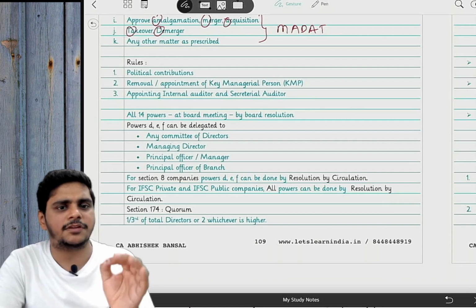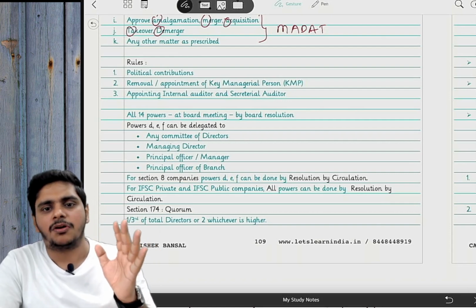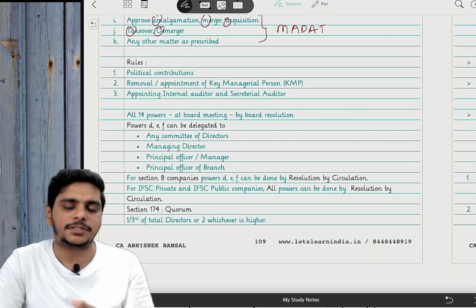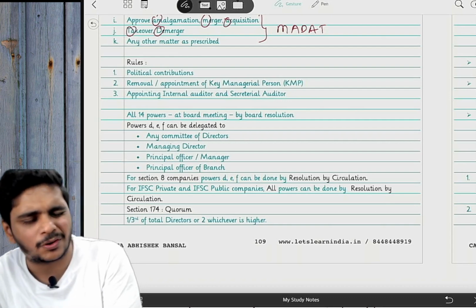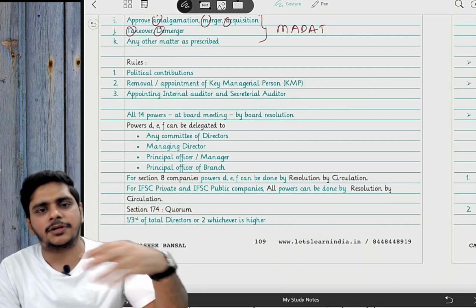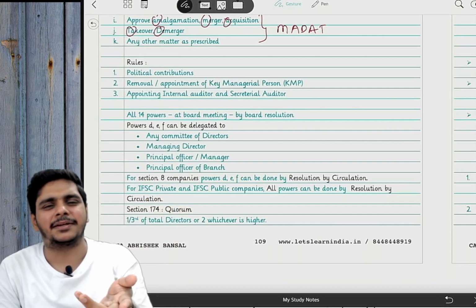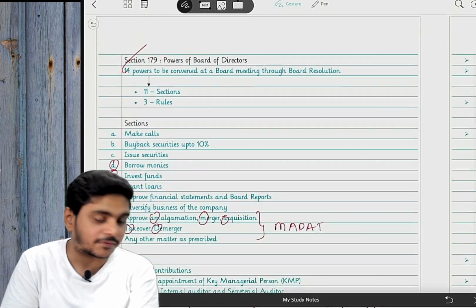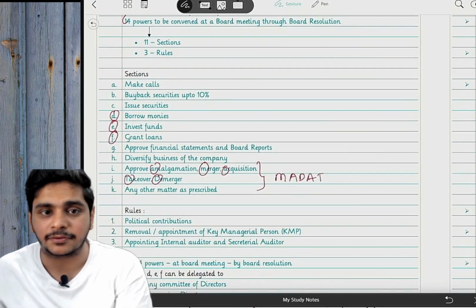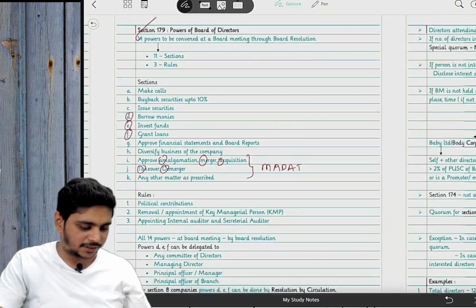IFSC means International Financial Service Center company. All these are government entities, formed by the central government, SEBI and RBI. So they can do all the powers, as government entities, via circulation. Okay. So this is Section 179. Read Section 179 from the screen.